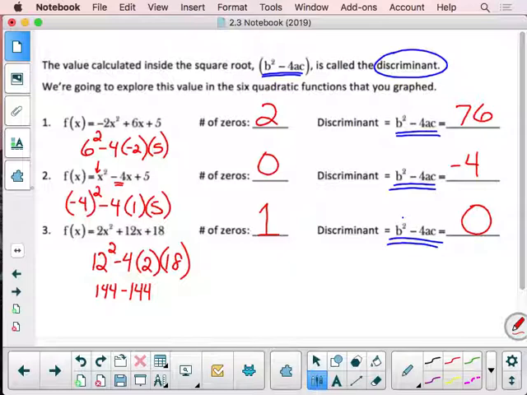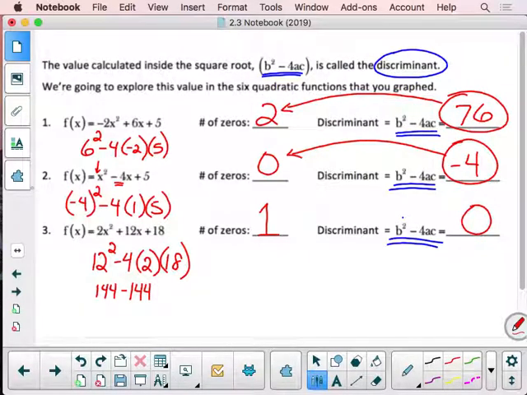So what do we notice here? When our discriminant is positive, when we had 76, we had 2 real zeros. When it's negative, we have none, right? So when this was positive, we had 2 real zeros. When our discriminant value was negative, we had none. And when our discriminant was equivalent to 0, we had 1.